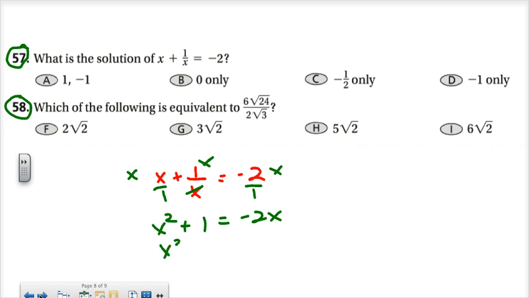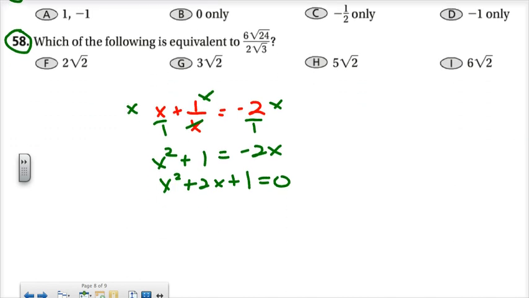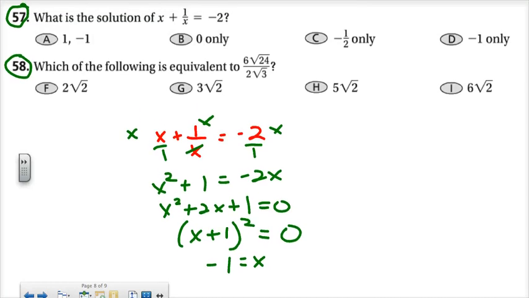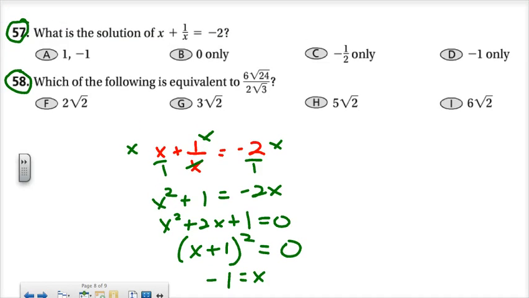Now move everything over to one side. Because this is a quadratic, it has an x squared, and we are going to have to factor to solve. The good news is, there's no common monomial factor, but this is a perfect square trinomial. So our solution would be negative 1. We go back up and make sure that that's not going to be one of the restrictions. It is not. We had an x in the denominator, so 0 would be the bad number. It would make us divide by 0.